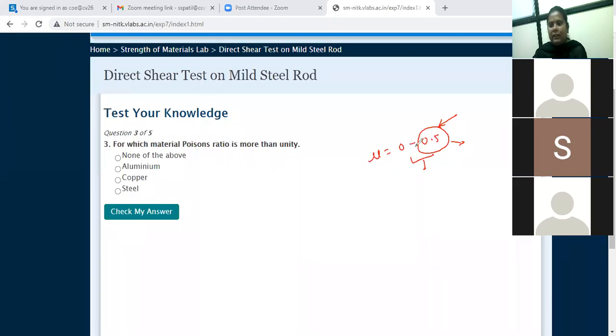Another question on that is the maximum value of Poisson's ratio for engineering material. So the maximum value is 0.5. So Poisson's ratio is in between 0 to 0.5. Here the question is asked, for which material is Poisson's ratio more than unity? So none of the above. Our option is none of the above.